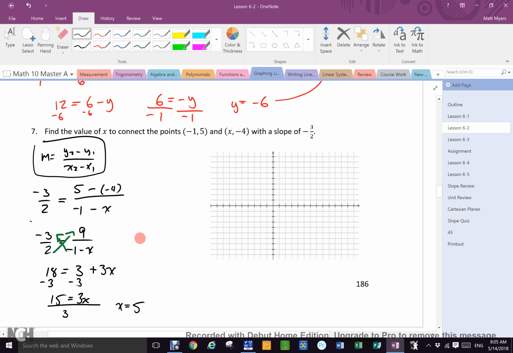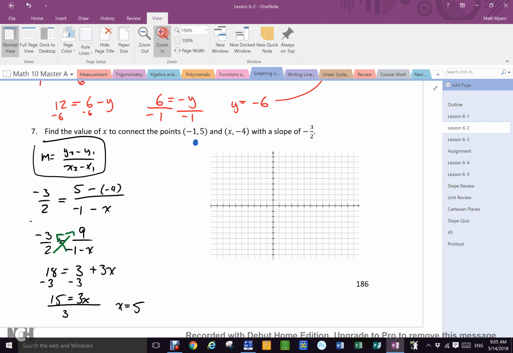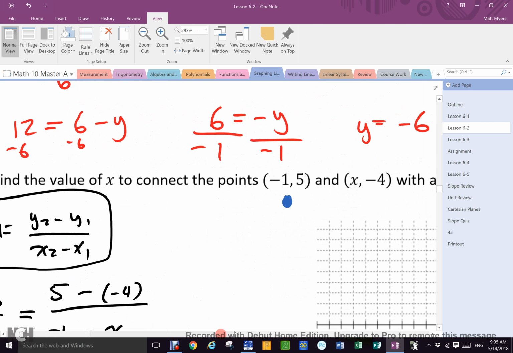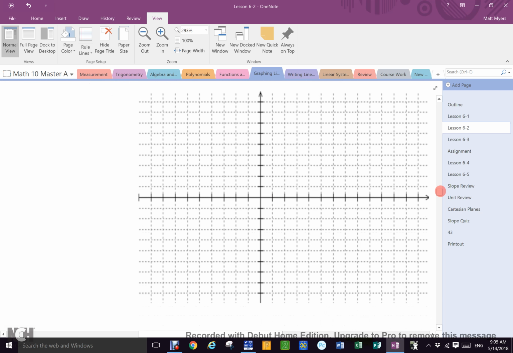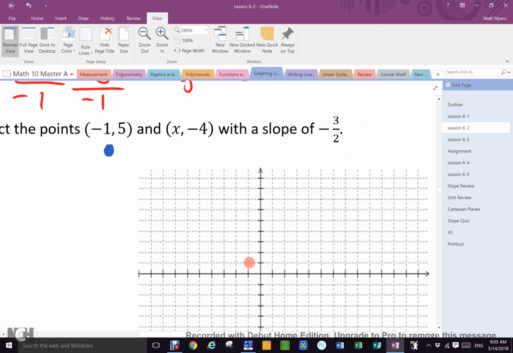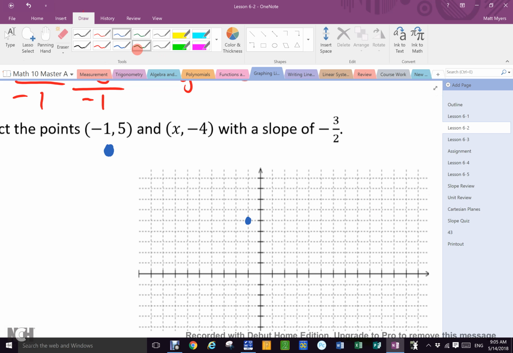Now, find it with the graph. Where do I put this point? The blue point goes where? How do I put the blue point on the graph? Left, how far? 1. Up, how far? 5. Left 1, up 1, 2, 3, 4, 5. Agreed? What do I know about the other point on the graph that's going to be red?